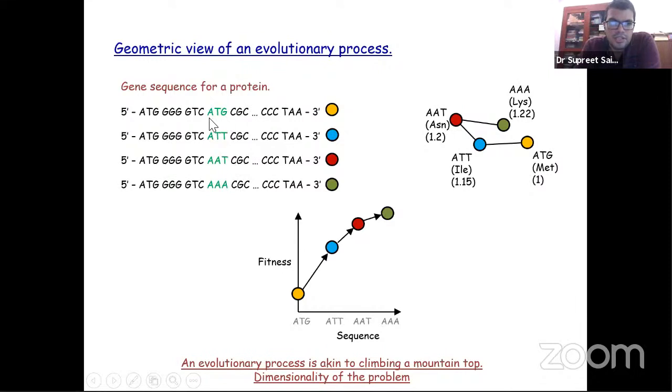One of the codons is ATG, and ATG's fitness is 1. An individual carrying this particular sequence, the orange one, has a fitness of 1. An individual carrying ATT, which encodes for isoleucine, has fitness 1.15. AAT is red, at 1.2, and AAA is lysine, at 1.22. So as I transition from orange to blue to red to green, fitness is increasing.